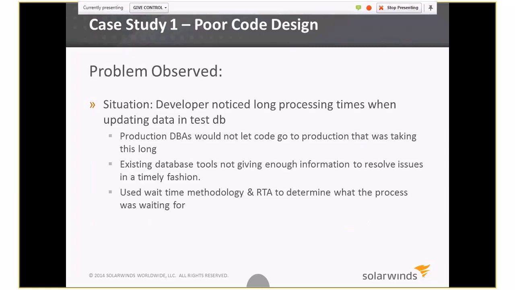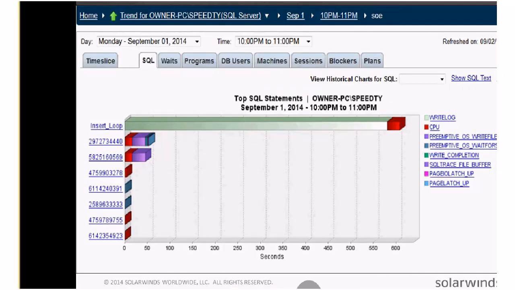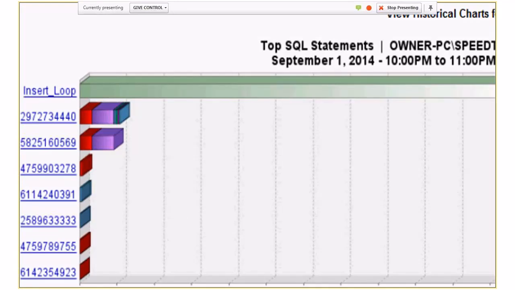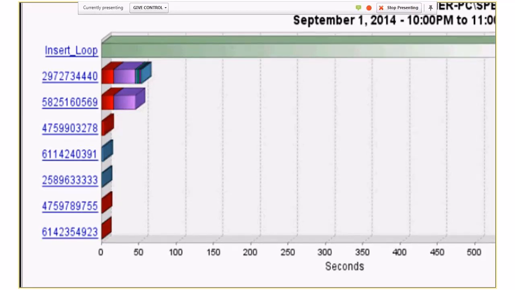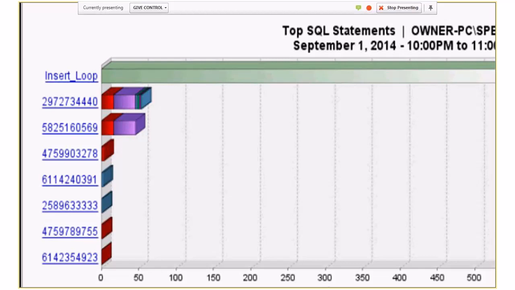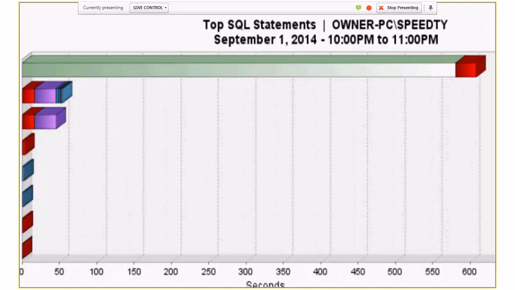Basically they used this wait time methodology and RTA to determine what the process was waiting on that this developer was complaining about. As we look here, we basically see a no-brainer. Looking at this time, you can see there are SQL statements we're waiting on, but none of them spend hardly any time in the database, except for this top one, which we named insert loop, and identified it right away. It didn't take very long to identify at all, and it was spending all of its time on write log. In fact, only write log and CPU is where it was spending its time.